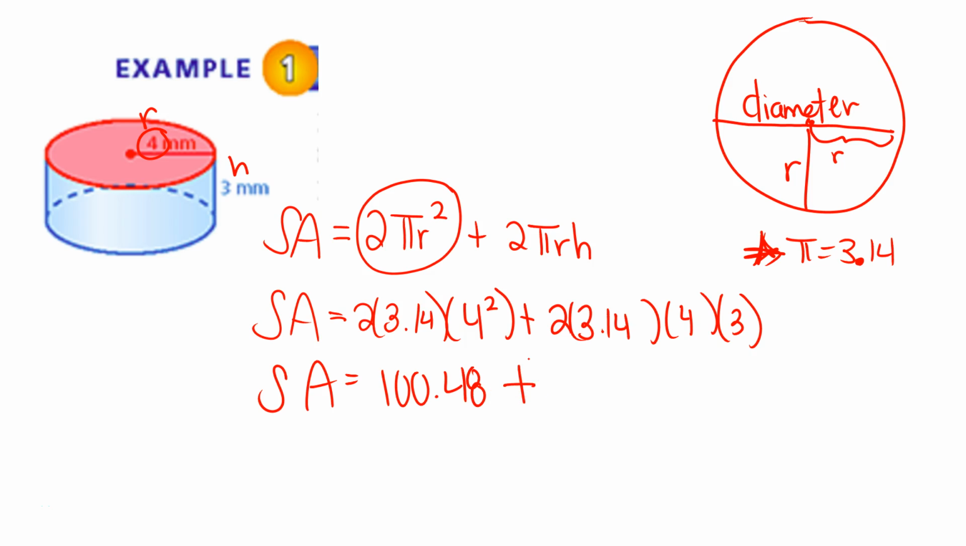Okay, then I'm going to go ahead and do the second part. 2 times 3.14 times 4 times 3. And we're going to get 75.36, and then we're just going to add that. And that should give us 175.84 millimeters squared.